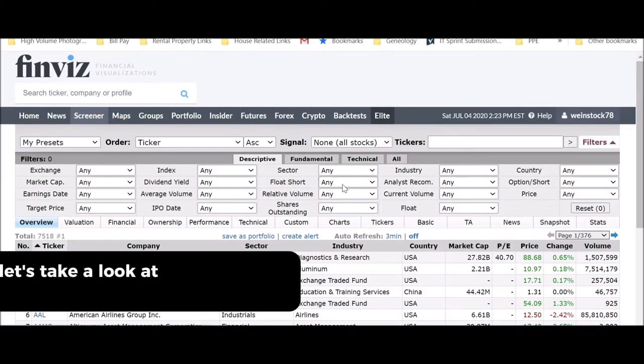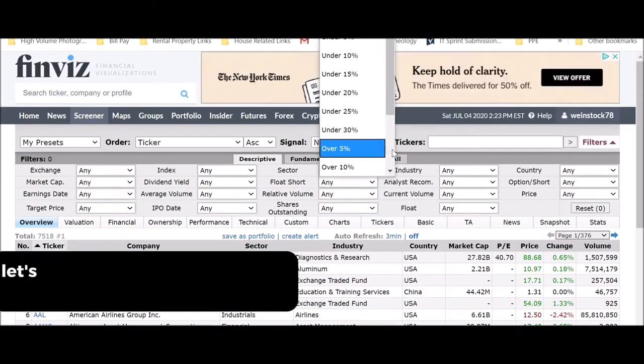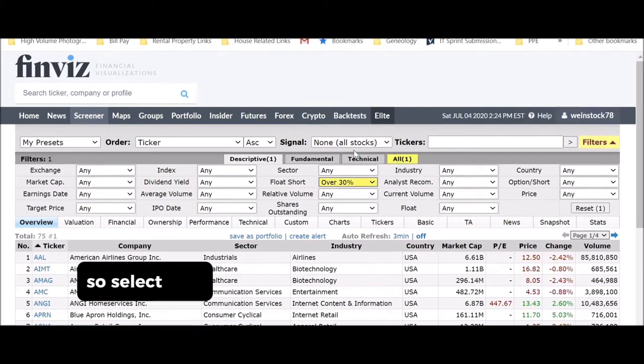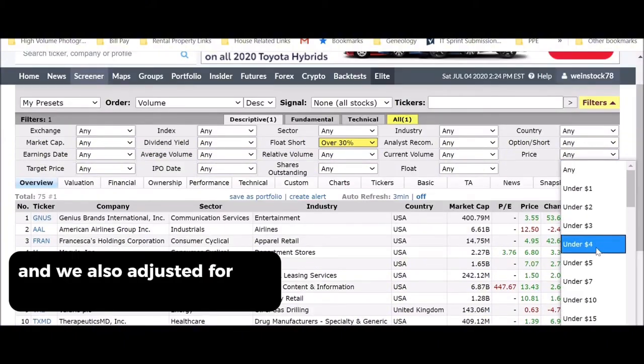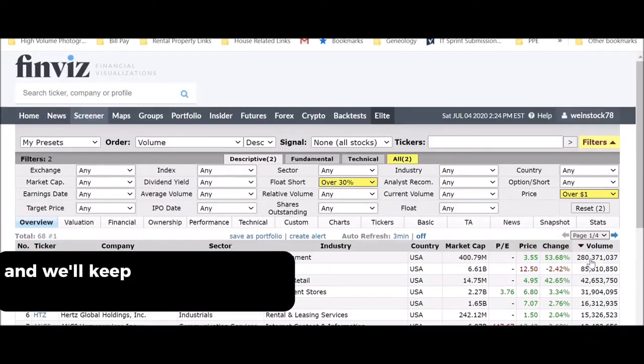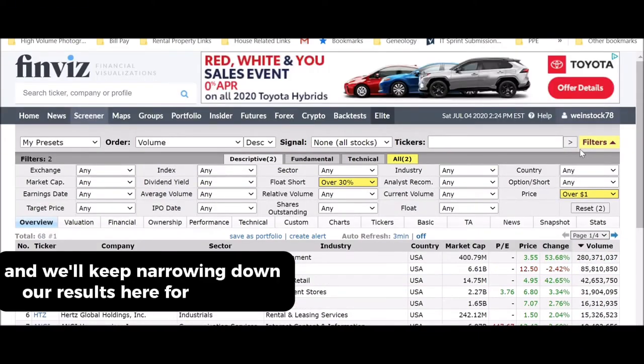Let's take a look at the float short again. Let's bump it up all the way to 30%. That's the highest you can go with the free membership to Finviz. So we'll select that. And we also adjusted for the volume, and we're going to make sure the price is at least over $1. And we'll keep narrowing down our results here for our scan.